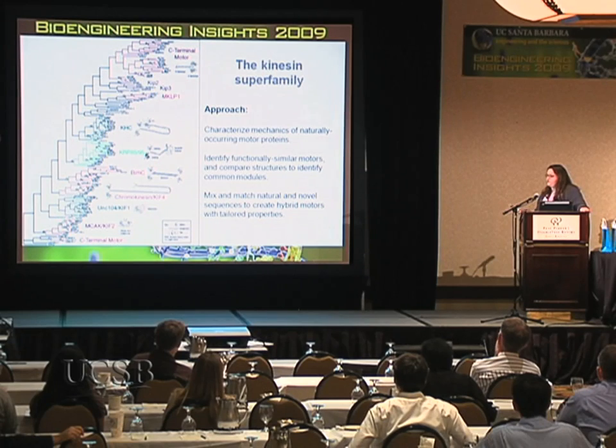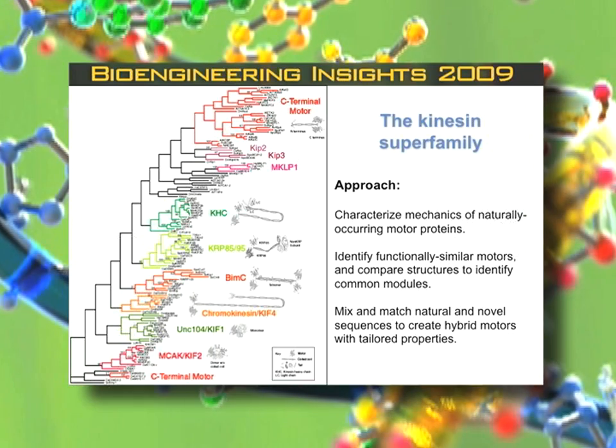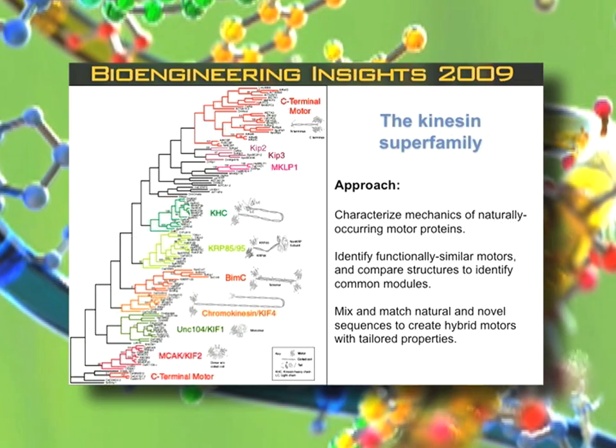So I sort of showed you that kinesin protein as if it was a singular entity and there was only one. It turns out there's not. It turns out there's lots of them. So we have quite a lot of natural, I guess, models to work from.